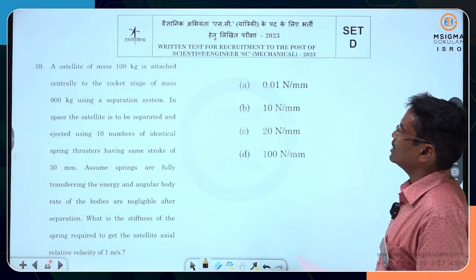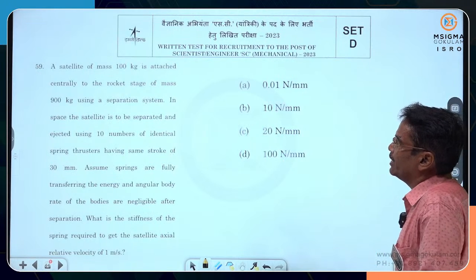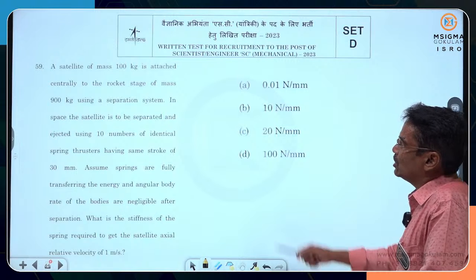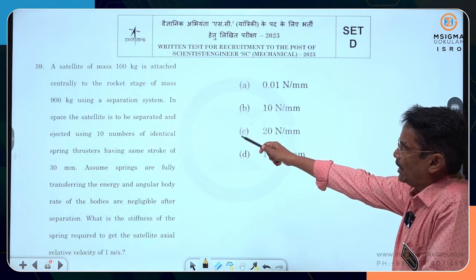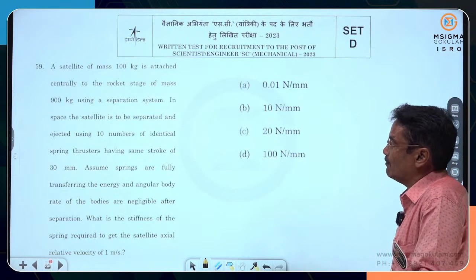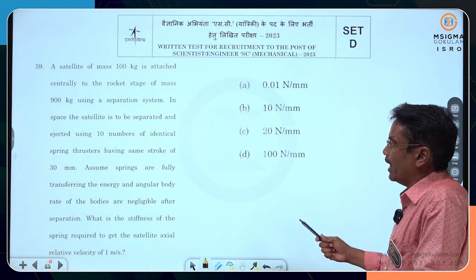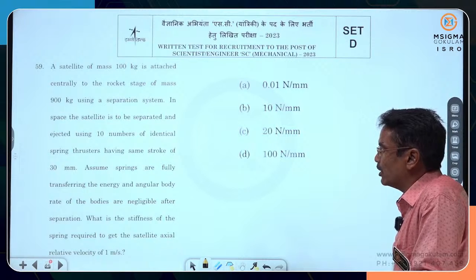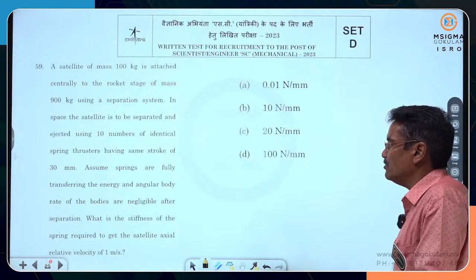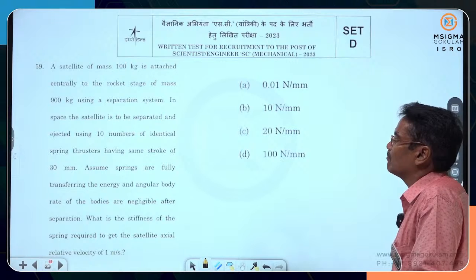A satellite of mass 100 kg is attached centrally to a rocket stage of mass 900 kg using a separation system. If in space the satellite is to be separated and ejected using 10 identical spring thrusters having the stroke of 30 mm. Assume springs are fully transferring energy and angular body rate of the bodies are negligible after separation. What is the stiffness of the spring required to get the satellite axial relative velocity of 1 meter per second?